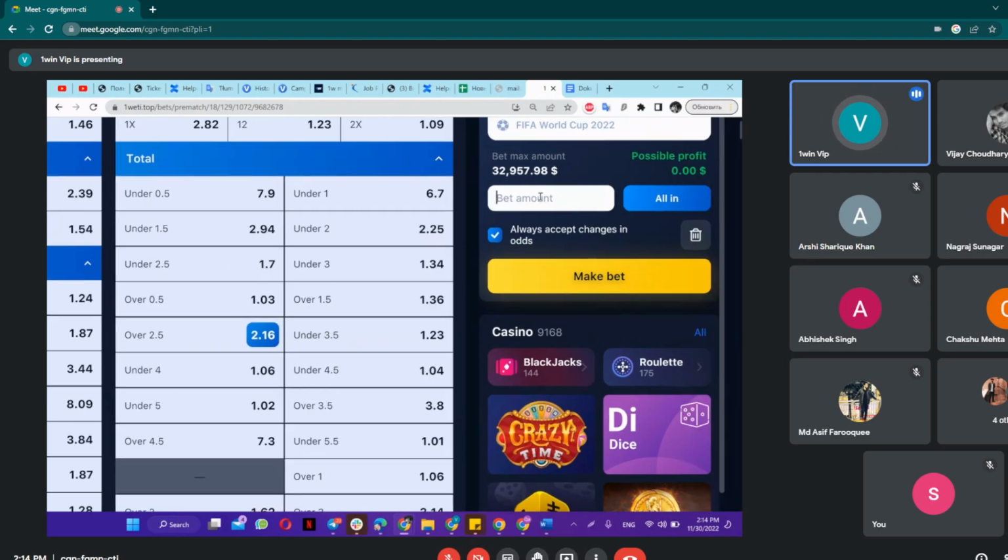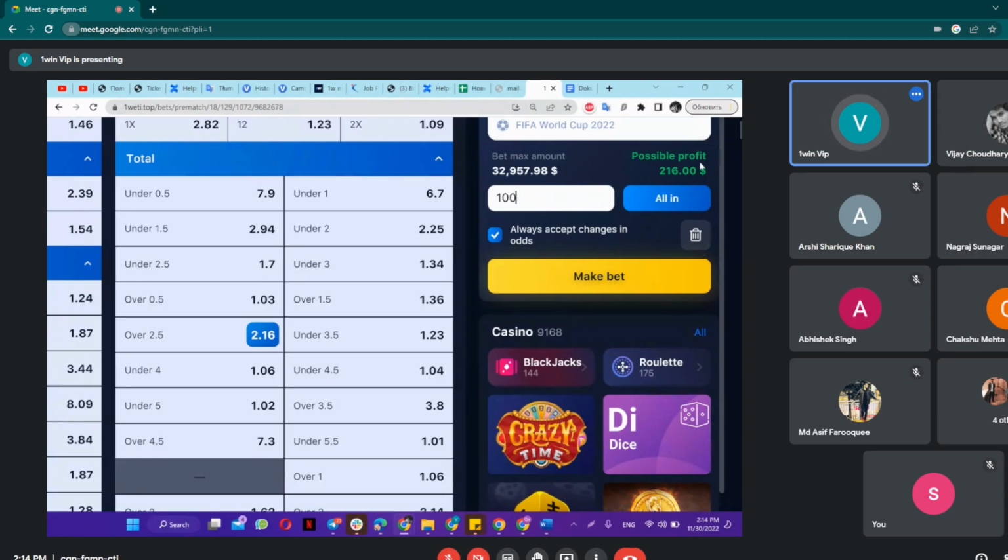For example, I'm placing $100 on over 2.5. Argentina made 2 goals. Poland made 1 goal. So together they made 3 goals. So I'm winning my bet and receiving my profit. $100 placed, received $216.